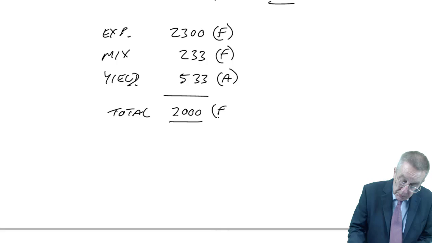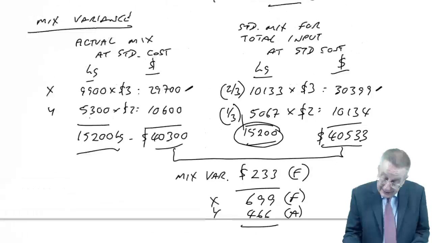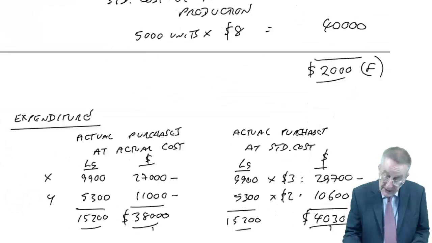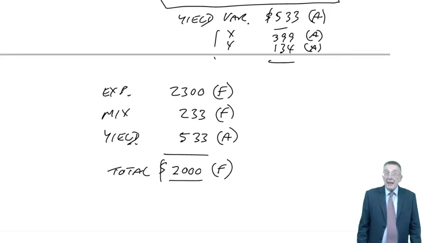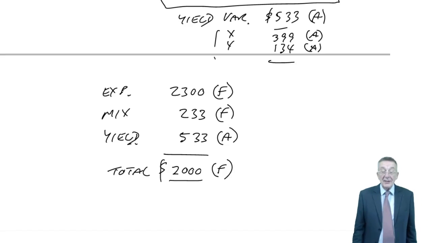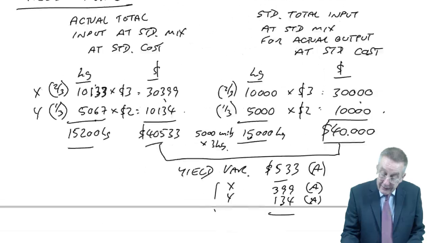2,000 favourable, which I think was what we got at the very beginning. Ages ago, yes, 2,000 favourable. So it does check. I did say at the beginning, only do what's required. If you're not asked for the total, don't bother wasting time calculating the total. It has to be expenditure, mix and yield, and see what's happened, you see. Follow it through.